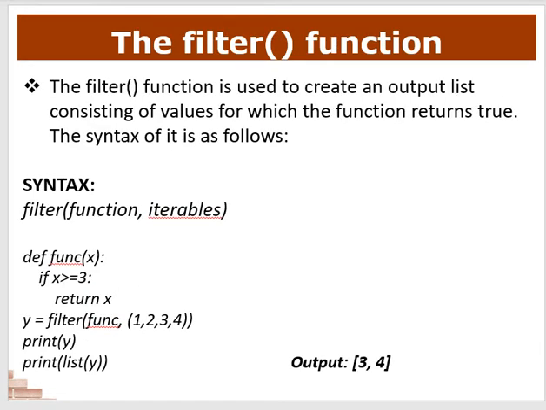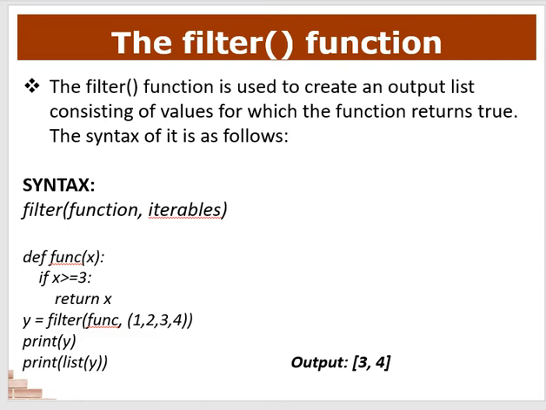Now the next one is the filter function. The filter function is used to create an output list consisting of values for which the function returns true. In the filter function, this function is also a higher order function, and this will return you the filtrate. That is, you must apply a condition or a criteria to your data, and whatever data is validated through the criteria, this will return only that data, that is the filtrate part.